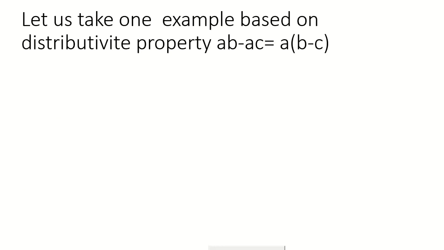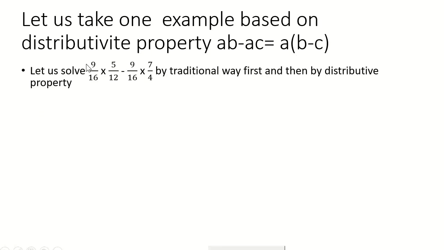Now let us take one example based on the distributive property AB minus AC equals A multiplied by B minus C. Here we observe the same property but in the form of subtraction. Here A is present in both the terms, so it can be taken as common. The remaining terms B and C remain the same with the minus sign in between, so they are taken in brackets. So let us solve this problem.